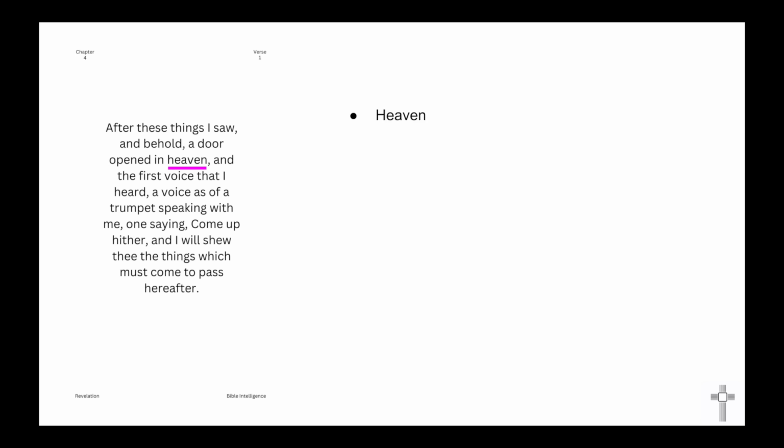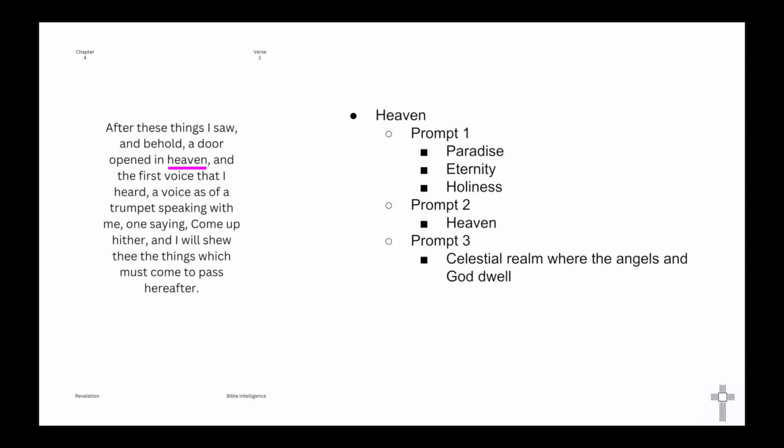If we just went to the AI and we gave it a couple of prompts, and these are the first three things that come to my head when I think of heaven: paradise, eternity, and holiness, we're going to see what type of images the AI generates. We're then going to come with a second prompt where we're just going to type in heaven and see what happens there. And then the third one, we're going to say a celestial realm where the angels and God dwell.